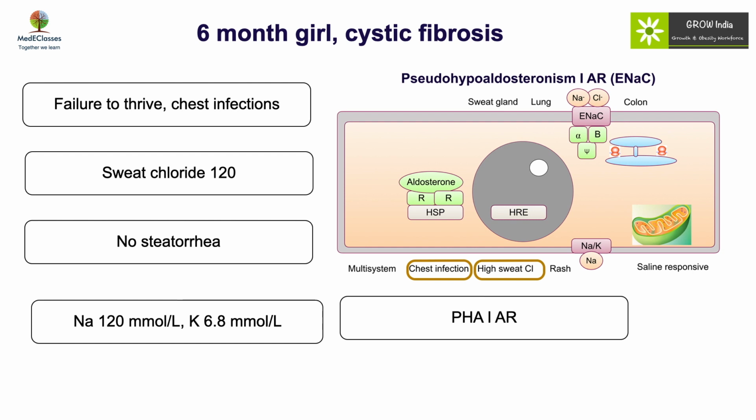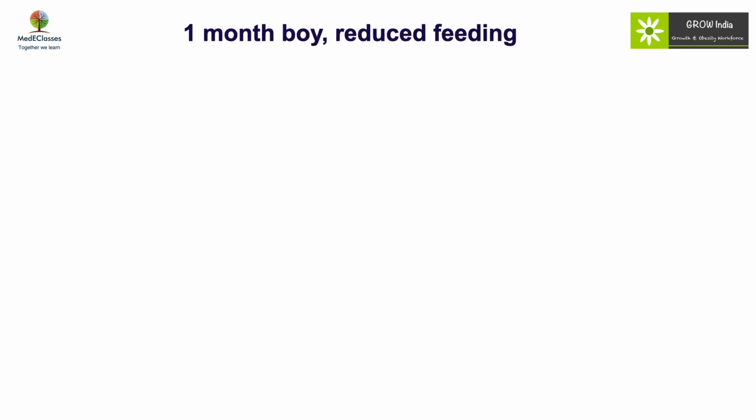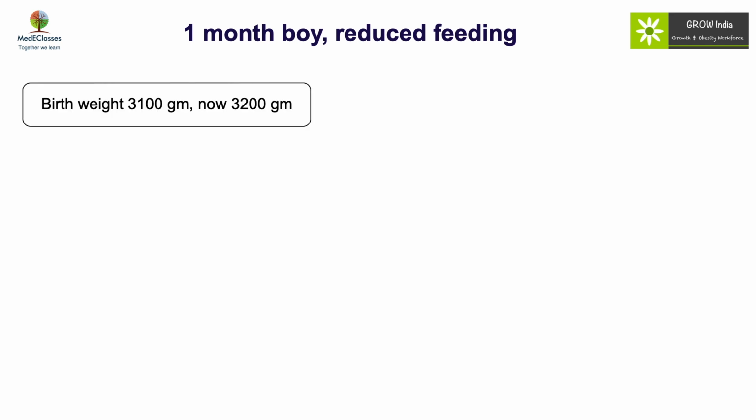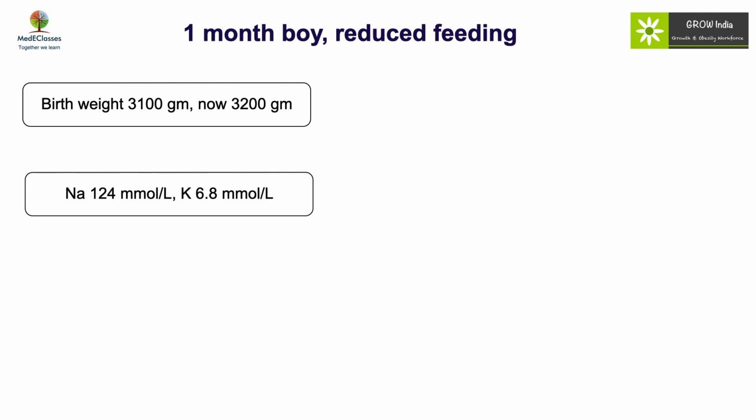Another very important case to discuss from a pediatric perspective, 1-month-old boy with reduced feeding, birth weight was 3100, has around 100 gram gain in this 1 month period, which is pretty low. Hyponatremia, hyperkalemia. So of course the first thing you will think of is 21 hydroxylase deficiency in somebody who is a phenotypic male.